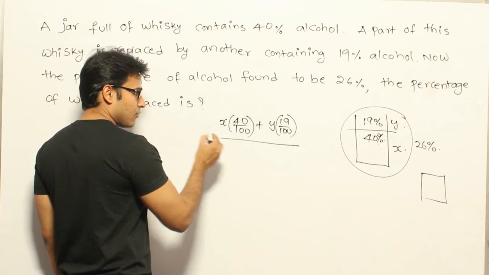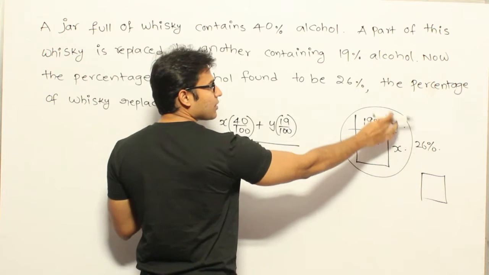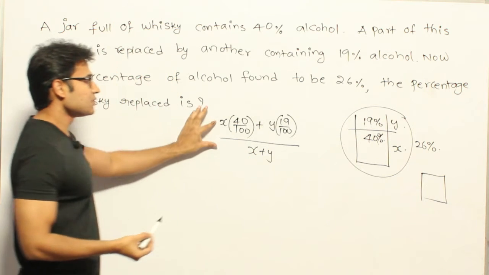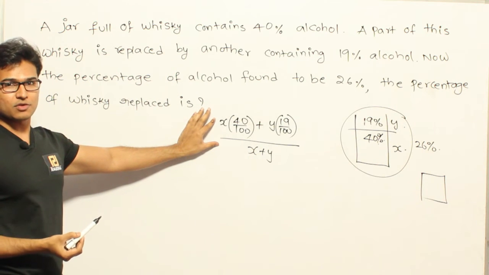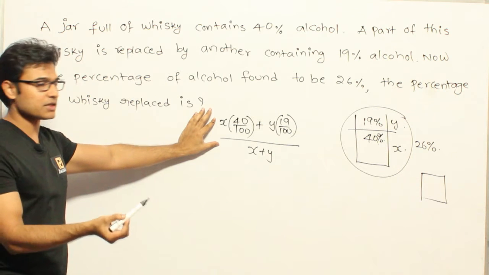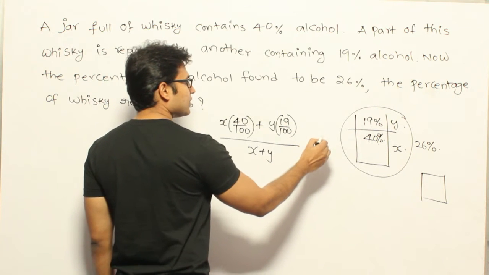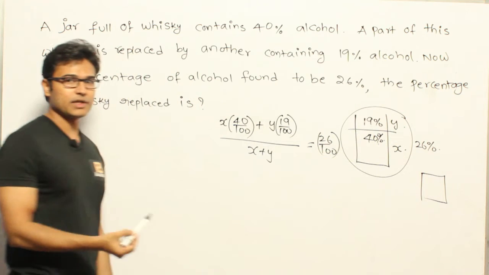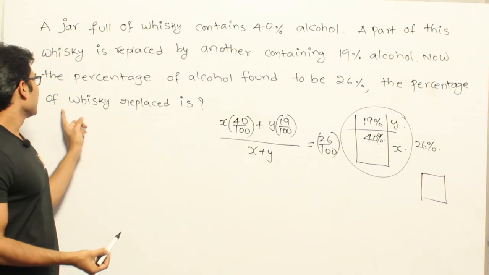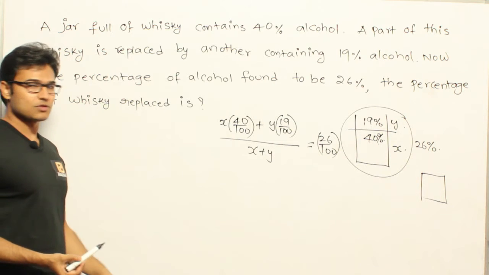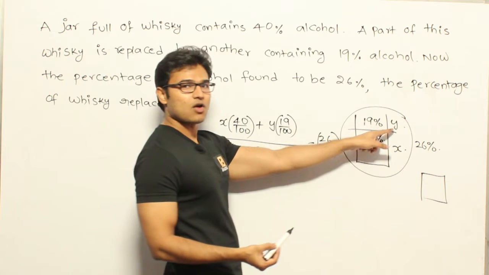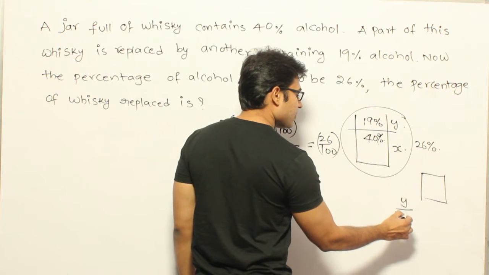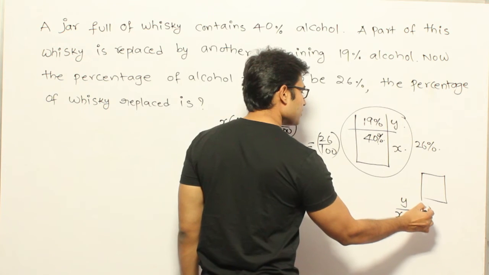Now what is the total amount of mixture present there? X plus Y. Got it? So this will give us the concentration of alcohol in the final mixture. Now they are saying that this is equal to 26 by 100, and they are asking us the percentage of whiskey replaced. So what is the whiskey replaced? Y, out of X plus Y. Therefore what they are asking is Y by X plus Y into 100. This is what is asked.